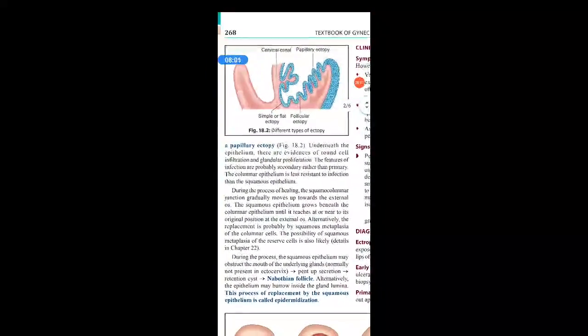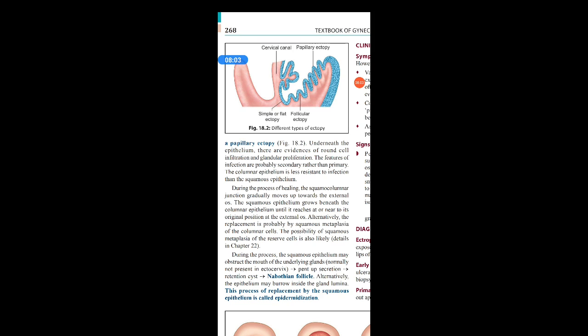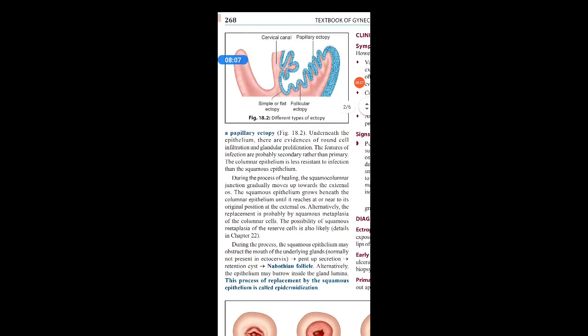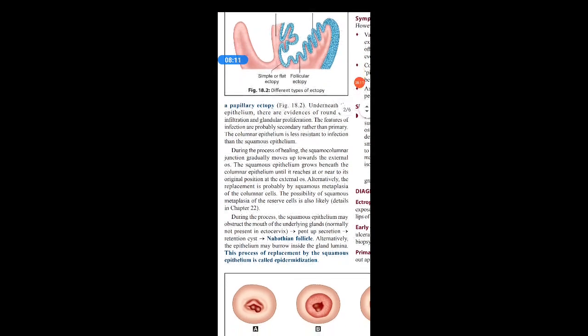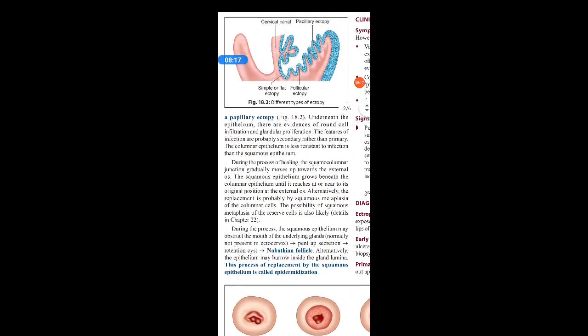Underneath the epithelium, there is evidence of round cell infiltration and glandular proliferation. The features of infection are probably secondary rather than primary. The columnar epithelium is less resistant to infection than the squamous epithelium. During the process of healing, so how does it heal? The ectopy and erosion in congenital types and hormonal types start healing spontaneously.